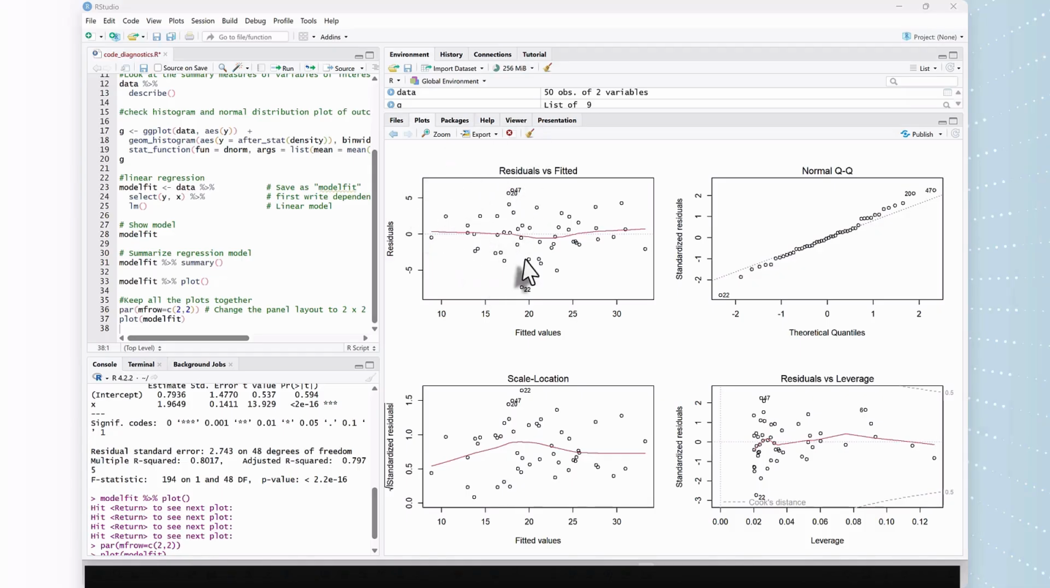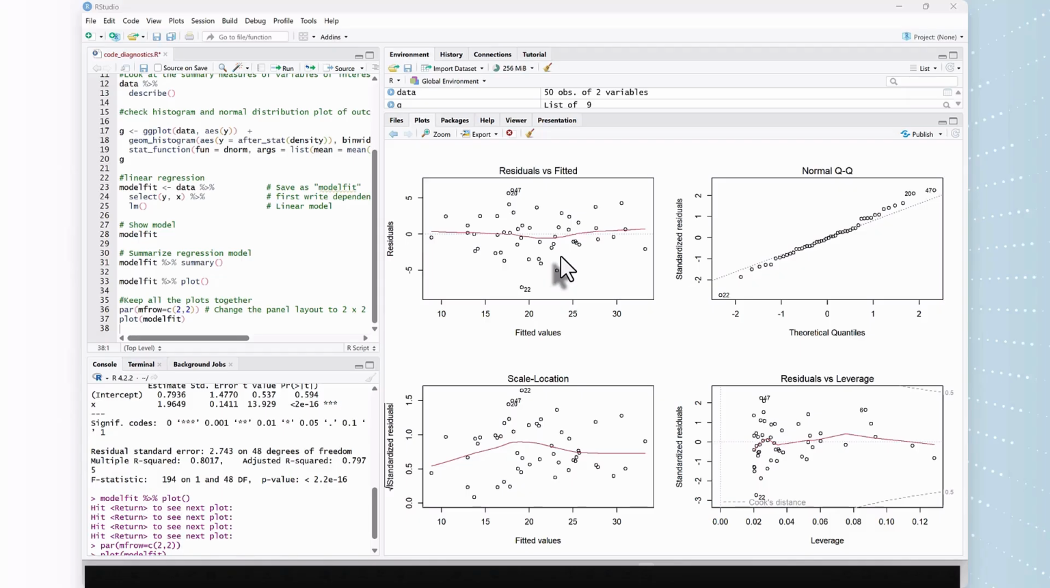So in this example, in my R window here, we can see that these points are randomly scattered around this dashed line. That means the linearity assumption is satisfied. So the second assumption in the LINE acronym is I for independence.